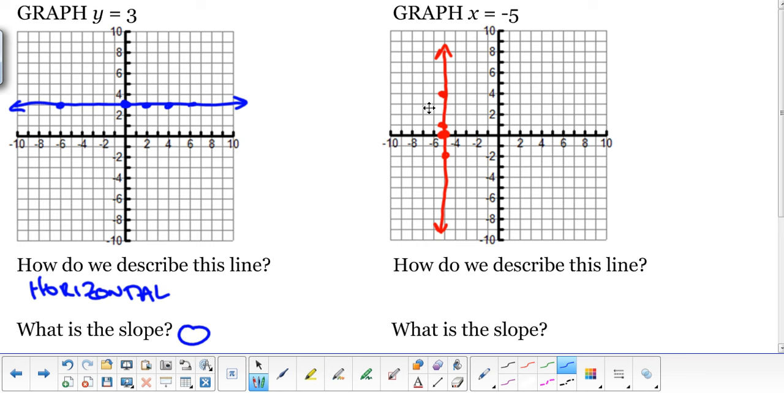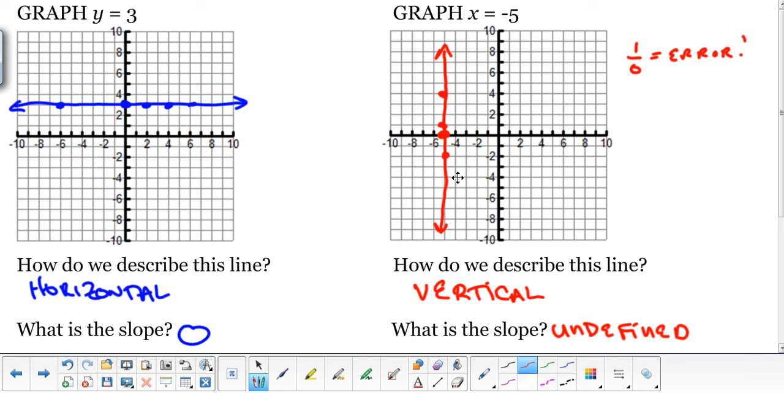Now let's look at this line. This line is straight up and down. We call that vertical. And what's its slope? Well, the rise is 1 and the run is 0. If you type that into your calculator, you get error in your calculator. What does that mean? That means that this line is so steep that we can't actually describe it with a number, so we say the slope is undefined.